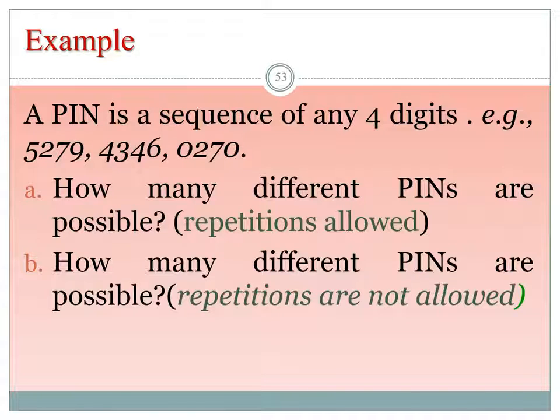And if repetition is not allowed, that means the first has 9 ways, the second 8 ways, the third 7 ways, and the last one 6 ways. So these are simple examples.